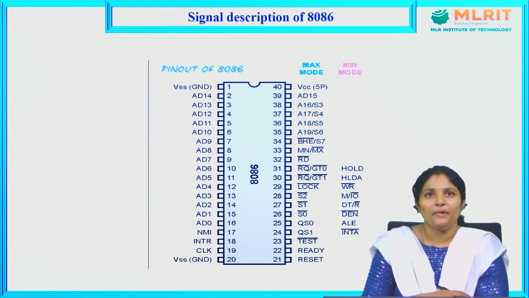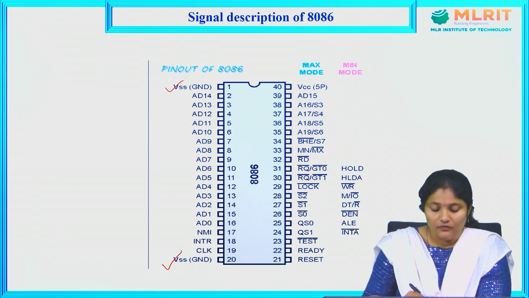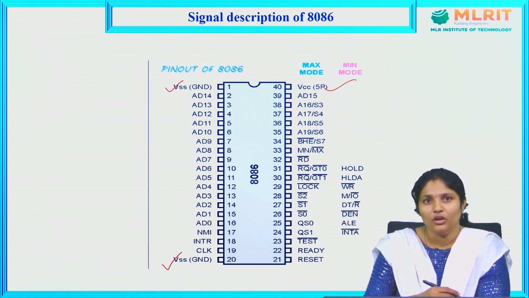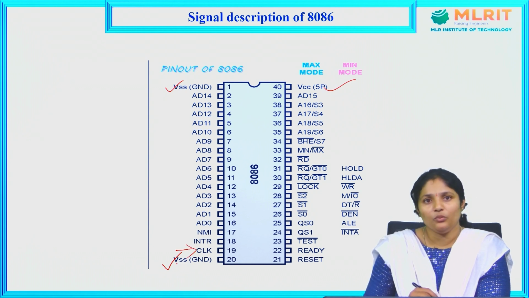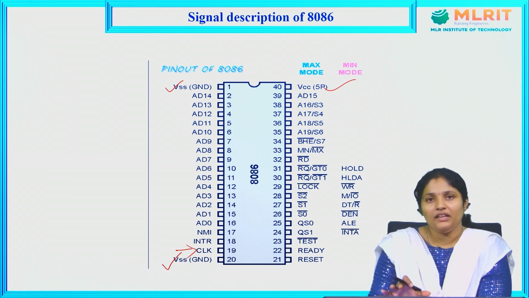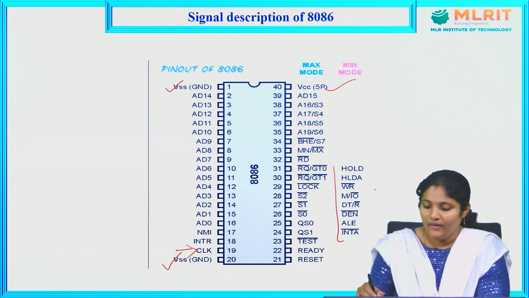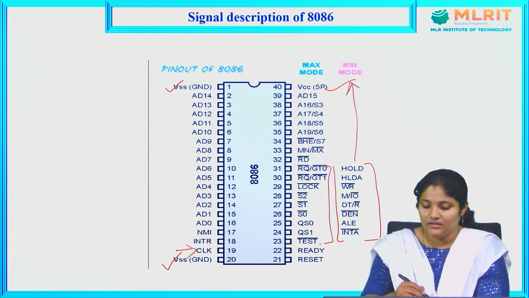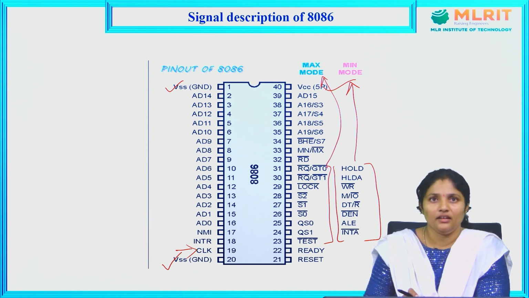So this is the pin diagram of 8086. Here we have two VSS pins, ground, and one power supply pin; a plus 5 volt power supply is needed to operate the 8086 microprocessor. To give clock pulses, we have one clock pin, and the remaining pins have their own unique features. These pins have dual features: one set when considered in the minimum mode and another in the maximum mode.